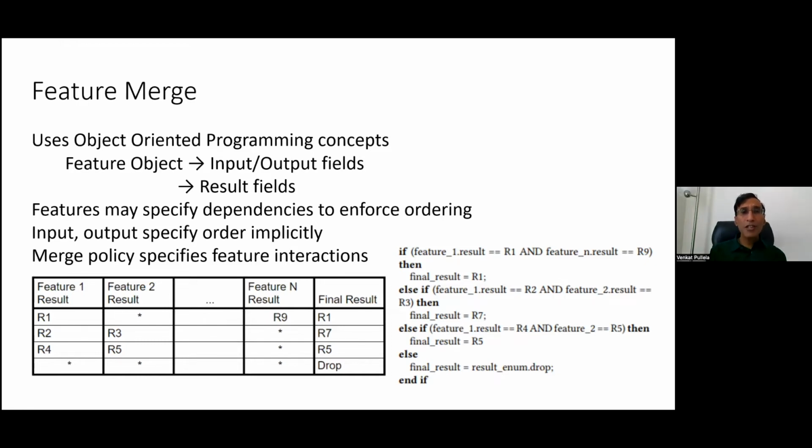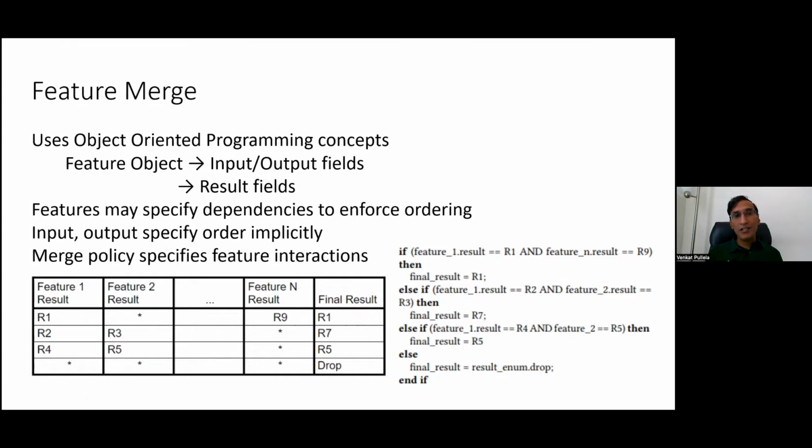And talking about the feature merge policy, here I'm showing you in multiple forms. It can be specified, imagine you have an access control list form, or just like code logic, where you are specifying if feature 1 produces a result, and you don't care about feature 2's result, and the nth feature produces R9, what would be the final result? That means the moment feature 1 produces a result, make sure that the nth feature produces R9 and the final result is R1. So that is right.